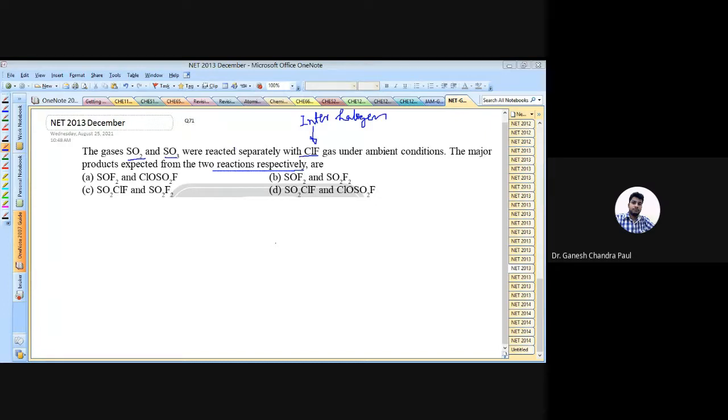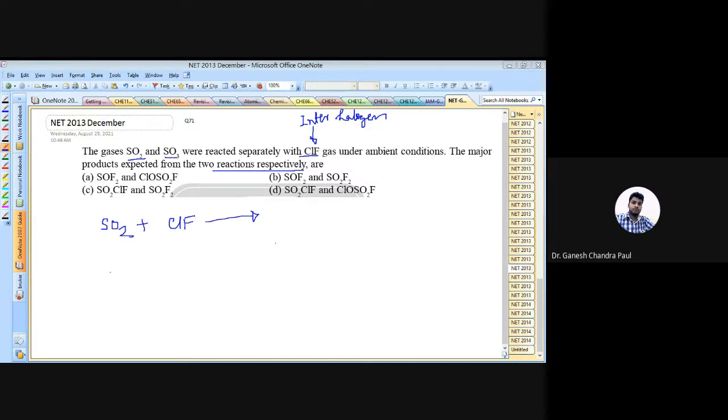So this question is already there in R.P. Sarkar volume 2. If you look at that book, it is already mentioned that the reactions of sulfur dioxide with chlorine monofluoride as well as sulfur trioxide with chlorine monofluoride. So first, you write down the two reactions over here. What is the expected product when sulfur dioxide reacts with chlorine monofluoride, ClF? Both are gaseous compounds.